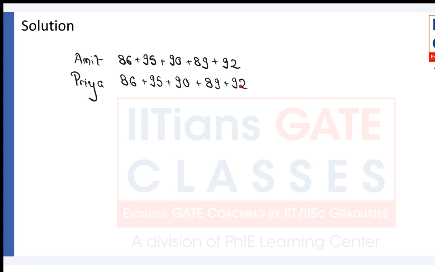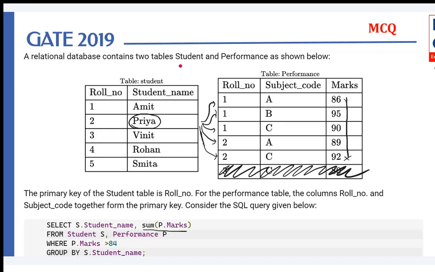Okay. Similar will be the case with Vineet, Rohan, and Smita. So each of these 5 people will have their own rows. The value will be the sum of the marks. If I had given an inner join, meaning I could have told you that I will only join by matching their roll numbers.